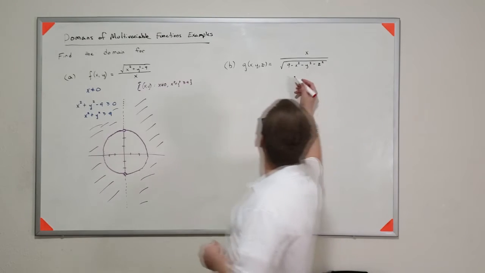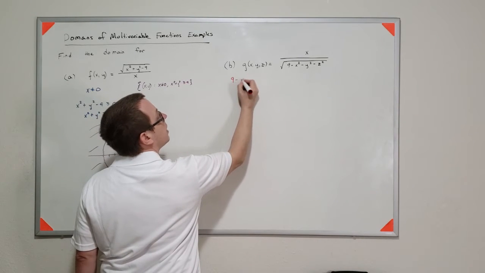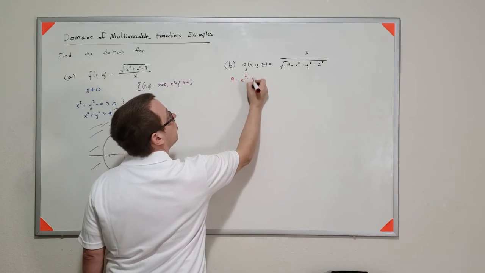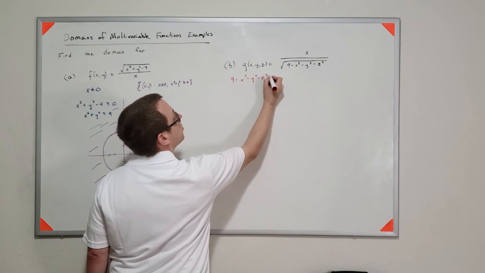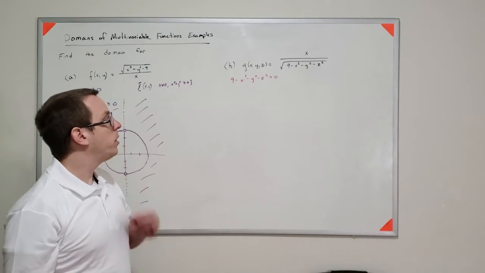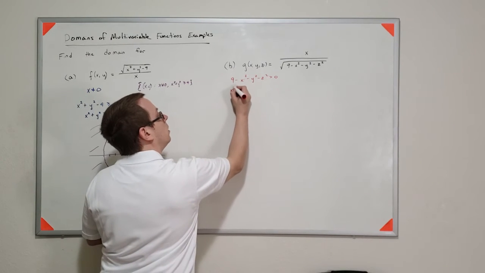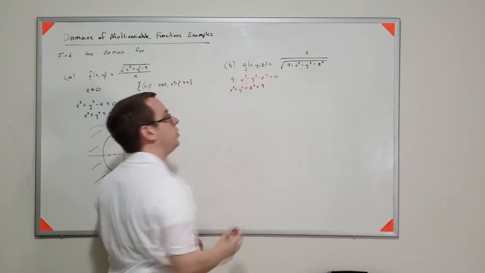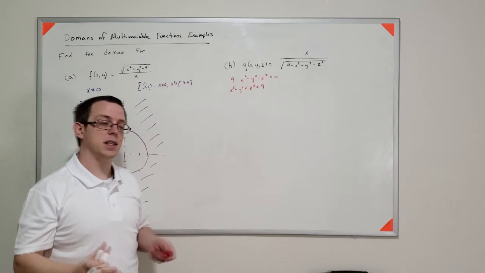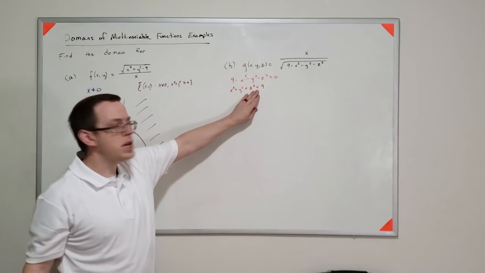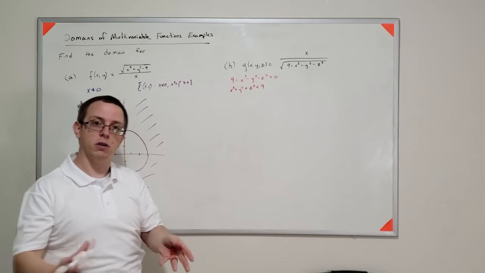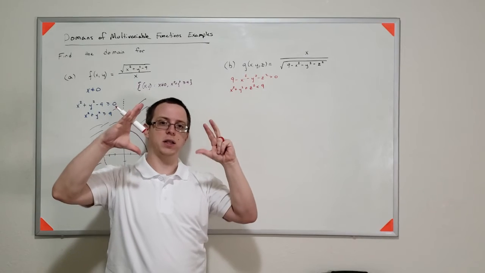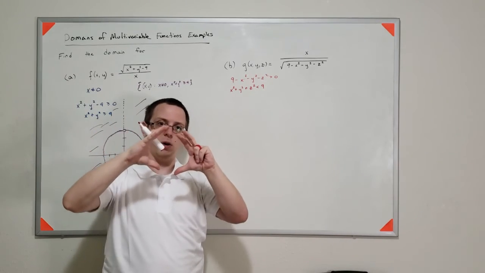So in this case, we'd say 9 minus x squared minus y squared minus z squared must be greater than 0. And with a little bit of algebra, you get that x squared plus y squared plus z squared must be less than 9. So again, if that were an equal sign, that would be the equation of a sphere of radius 3. But it's less than, so we have basically the spheres that are less than radius 3.